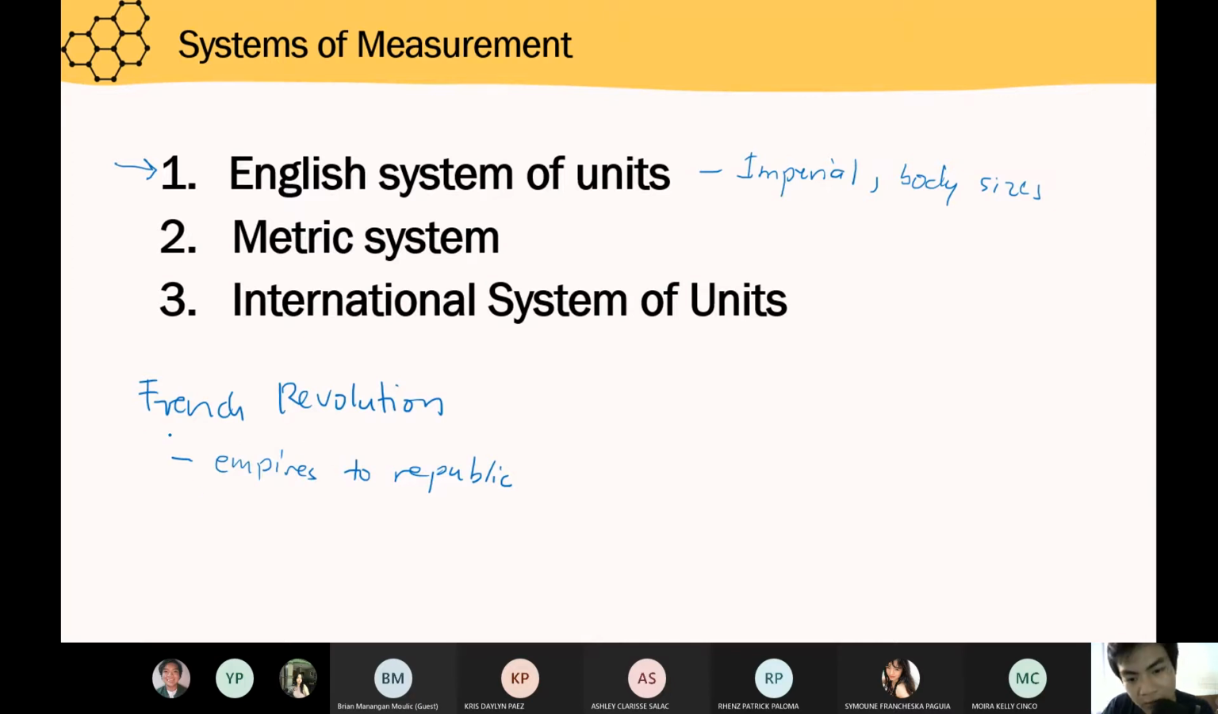So, ayun, together with other enlightenment during that time, na-discover nila that the monarchy, yung mga empires, it doesn't serve purpose for the peasants or for the normal citizens. So what they did is that they overthrew the empires, and eventually they reformed the systems of measurement para maging metric system. Okay? So ganun yung nangyari.